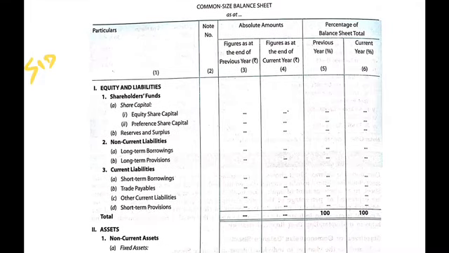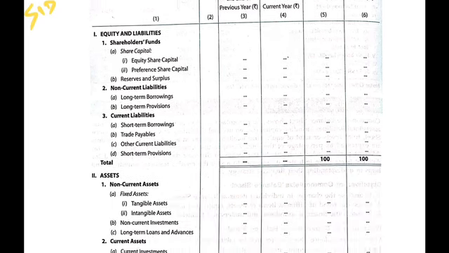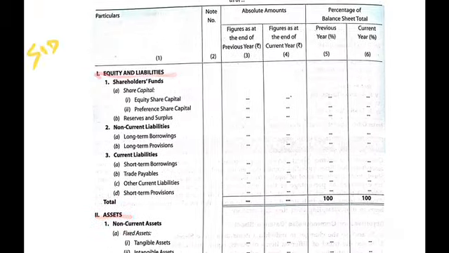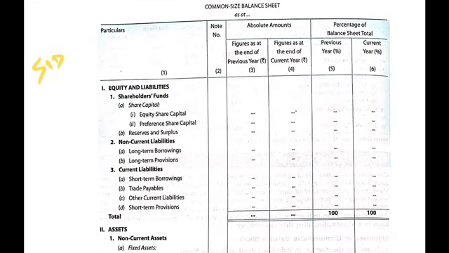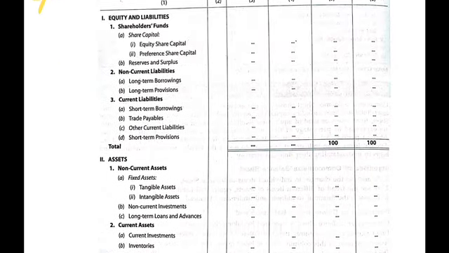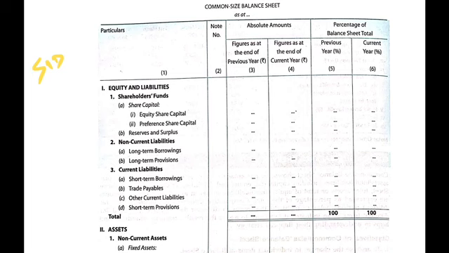I repeat, a common size balance sheet is a statement in which each item of equity and liability and assets is expressed as a percentage of the balance sheet total, or total of equity and liability, or total of assets. That means we take the total of the balance sheet as a common base.